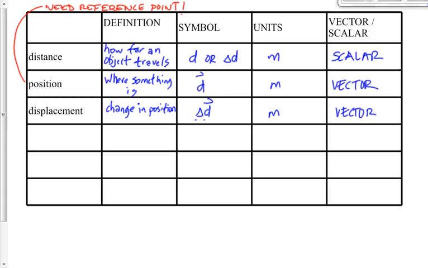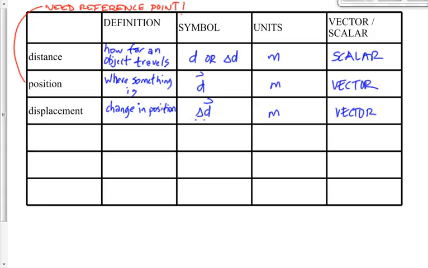What about this one? What's my position right now? 1 meter north of the wall. Okay, let me walk 5 meters. 1, 2, 3, 4, 5. What's my position now? 6 meters north of the wall. I'm going to walk 2 more. 1, 2. What's my position now? 8 meters north of the wall, right?